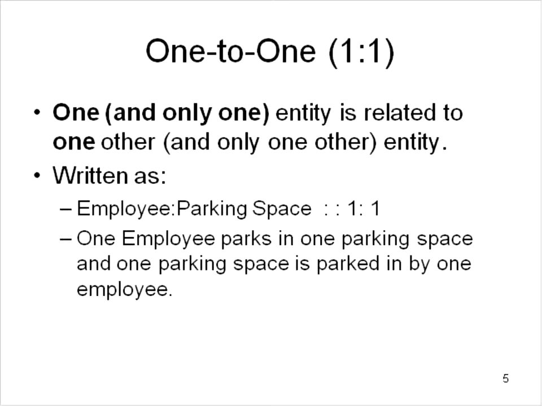The one-to-one ratio is written as, for example, if you have an entity called employee and you have an entity called parking space, a one-to-one ratio would mean one employee parks in one parking space, and one parking space has only one employee parking in it.